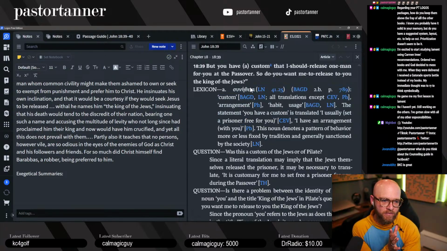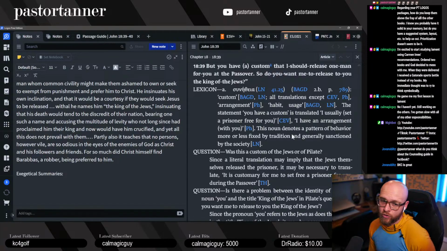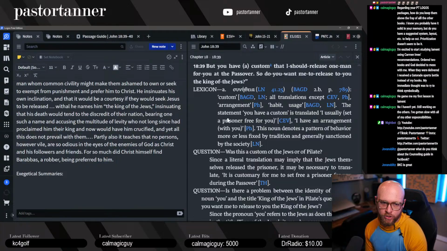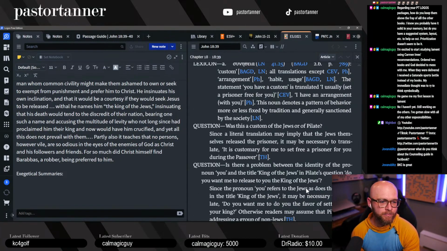Notice it brings up several of the lexical issues. You could sometimes consult this even before you do the word studies yourself, right? And again, look, it brings up the issues in the text. You know, we've already seen questions about whose custom was this? Well, they bring it up. Okay, so let's just read through this real quick. I won't go to the lexical questions, although they're helpful if you're doing original word studies, but I will do the exegetical questions, okay? So, was this a custom of the Jews or of Pilate?